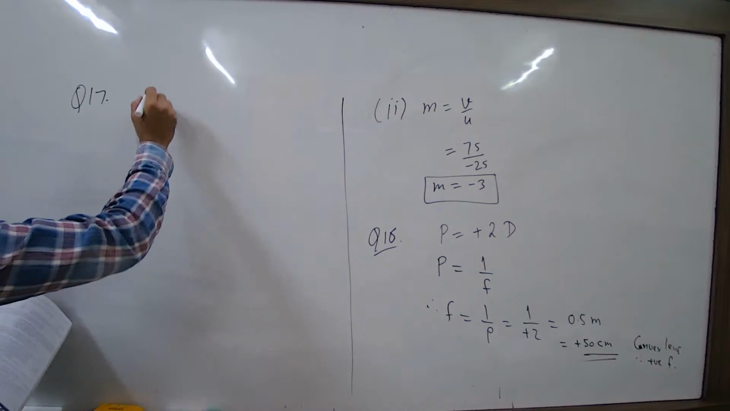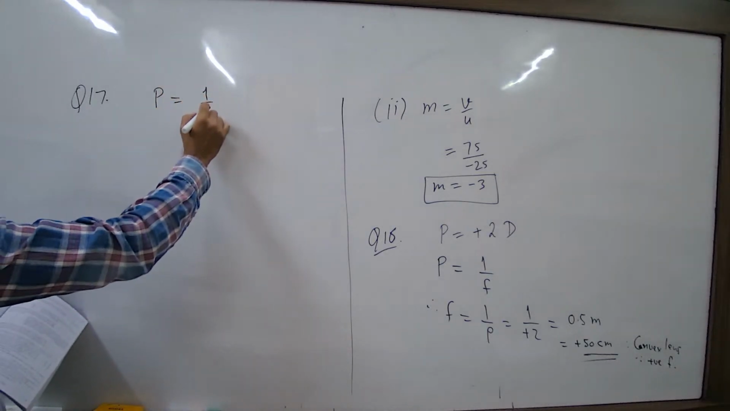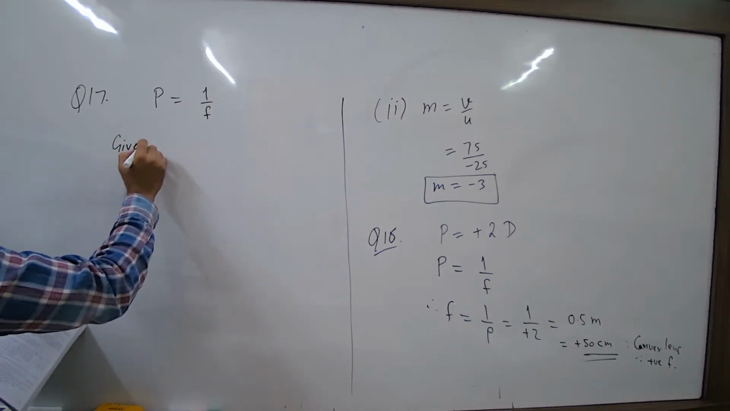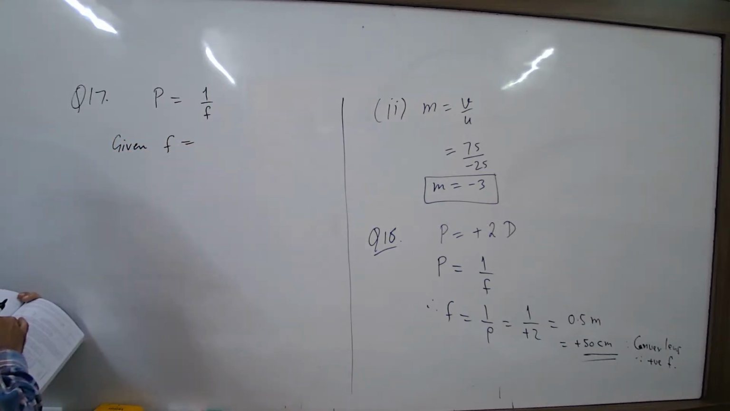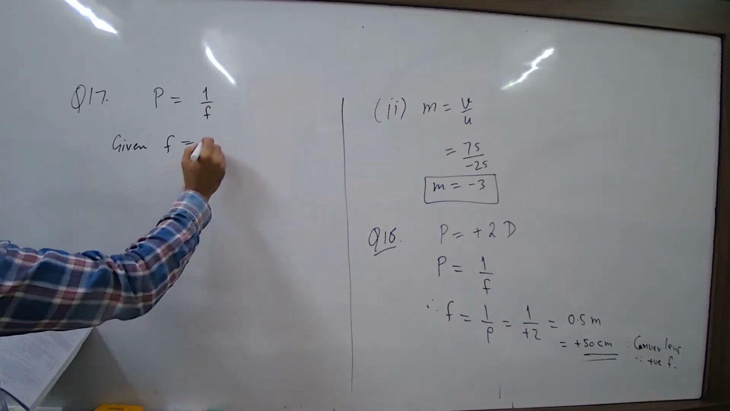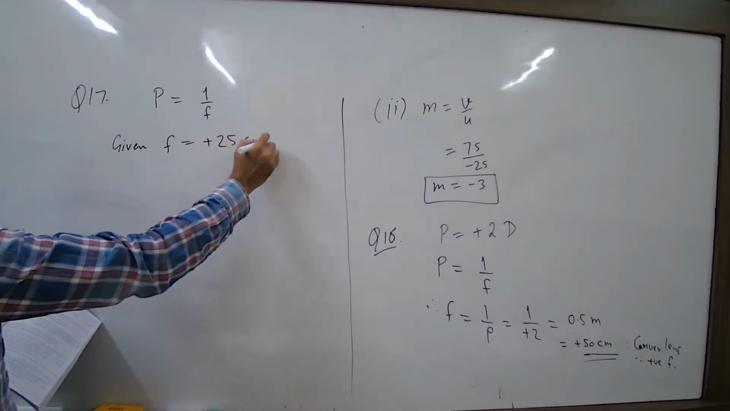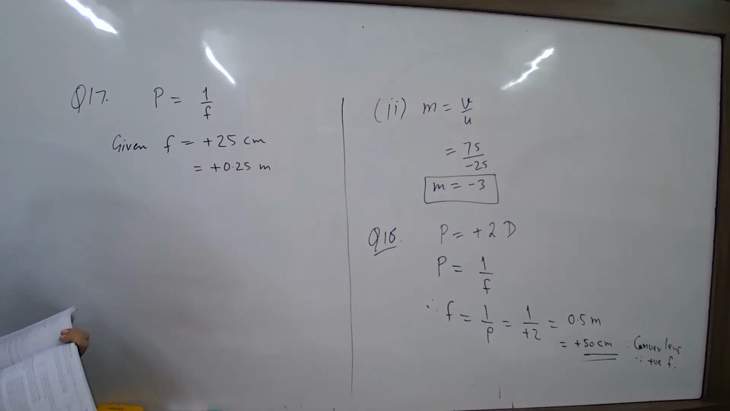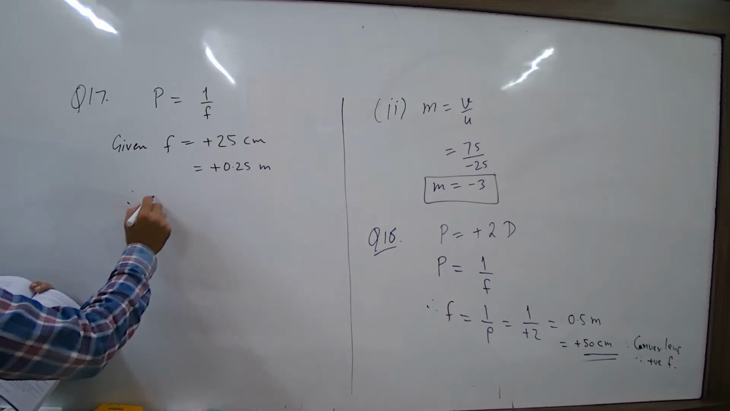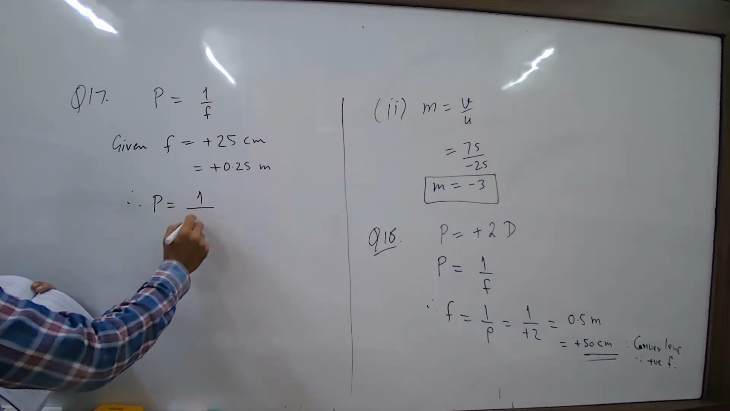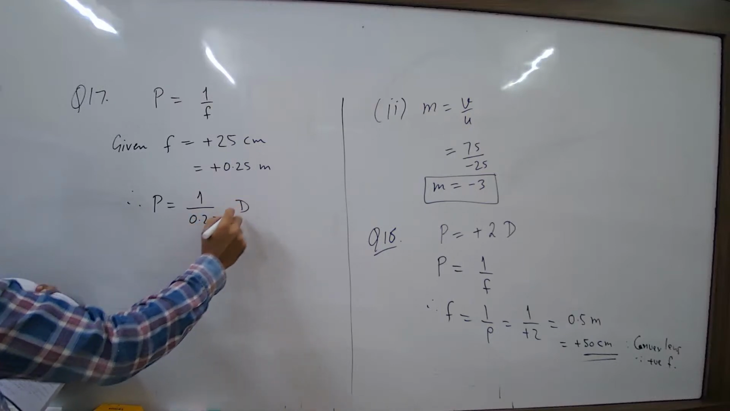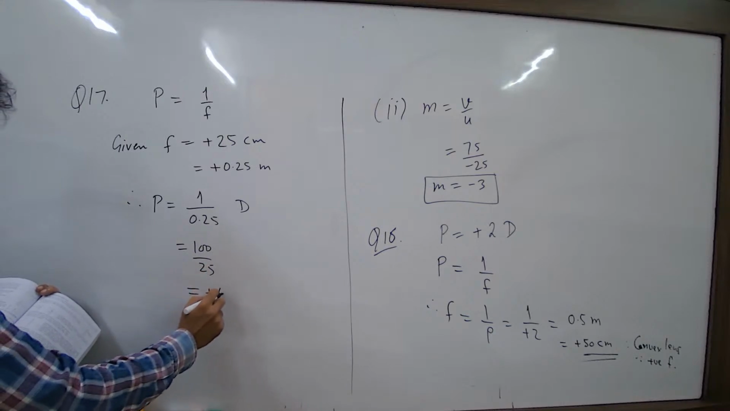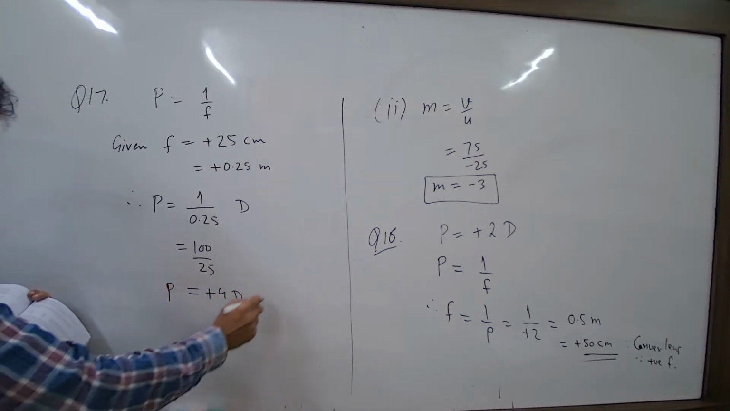The focal length of a convex lens is 25 centimeters. Express its power with sign. So given, F is equal to how much? Not minus, it is plus 25 centimeters. So this becomes plus 0.25 meter. Okay, so what is power? 1 by 0.25 diopter. This is 100 upon 25. Plus 4 diopter. This is done.